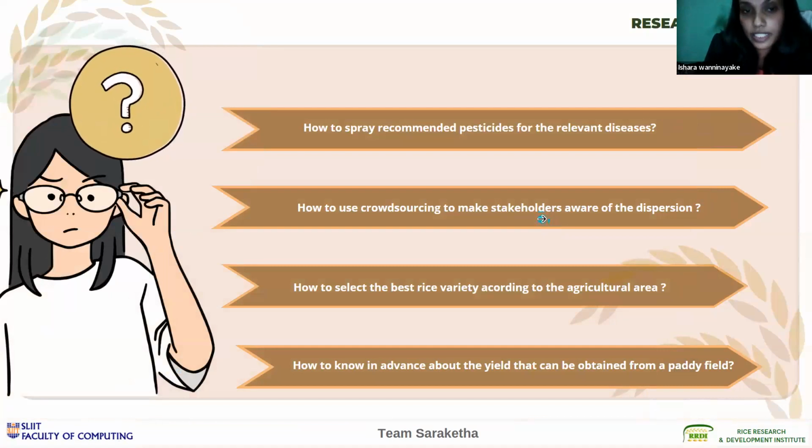Besides those diseases, by discussing with the Rice Research and Development Institute and the farmers, we found out some problems that farmers currently face in rice cultivation. They are how to spray recommended pesticides for the relevant disease, how to use crowdsourcing to make stakeholders aware of the disease dispersion, how to select the best rice variety according to the agricultural area, and how to know in advance about the yield that can be obtained from the paddy field.